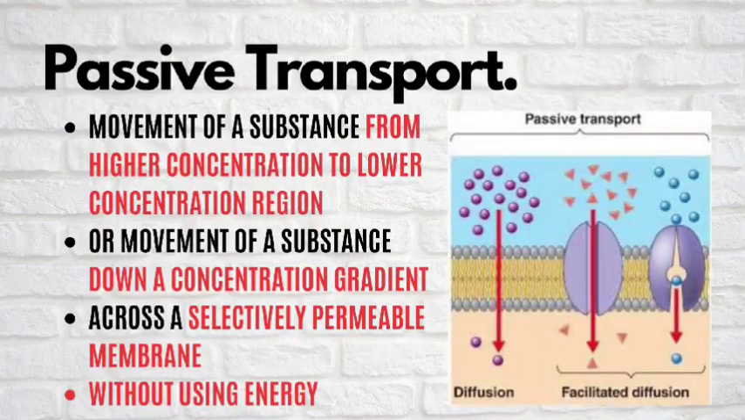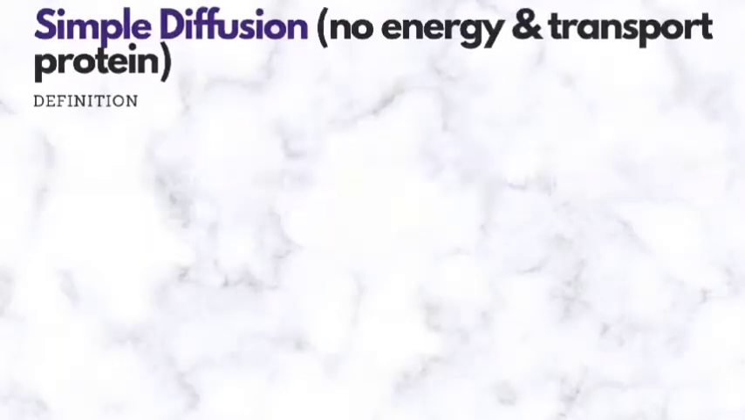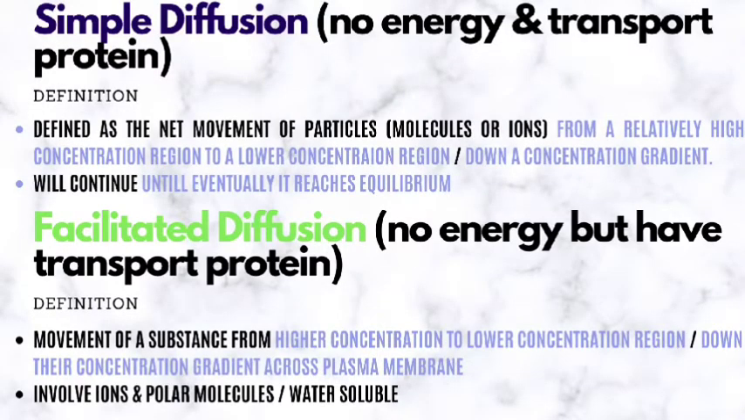Passive transport is a movement of a substance from higher concentration to lower concentration region, or movement of a substance down a concentration gradient across a selectively permeable membrane and without using energy. For passive transport, it has two types of diffusion.